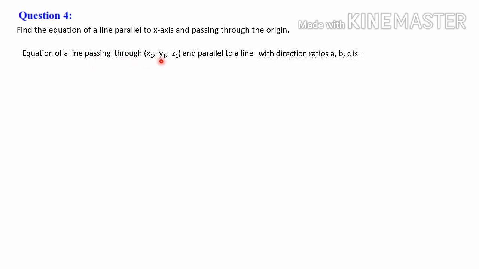The equation of a line passing through a point x1, y1, z1 and parallel to a line with the direction ratios a, b and c is (x minus x1) by a, equal to (y minus y1) by b, equal to (z minus z1) by c. Here x1, y1, z1 are the coordinates of the passing through point. a, b, c are the direction ratios of the parallel line.